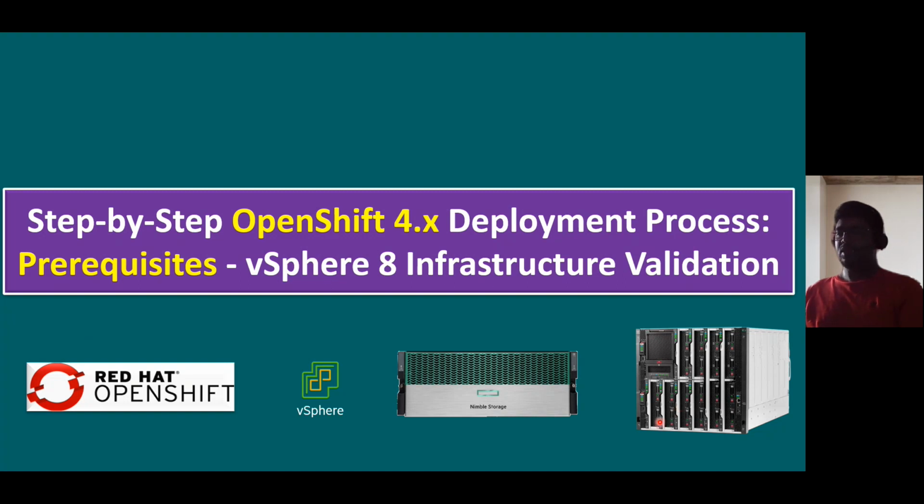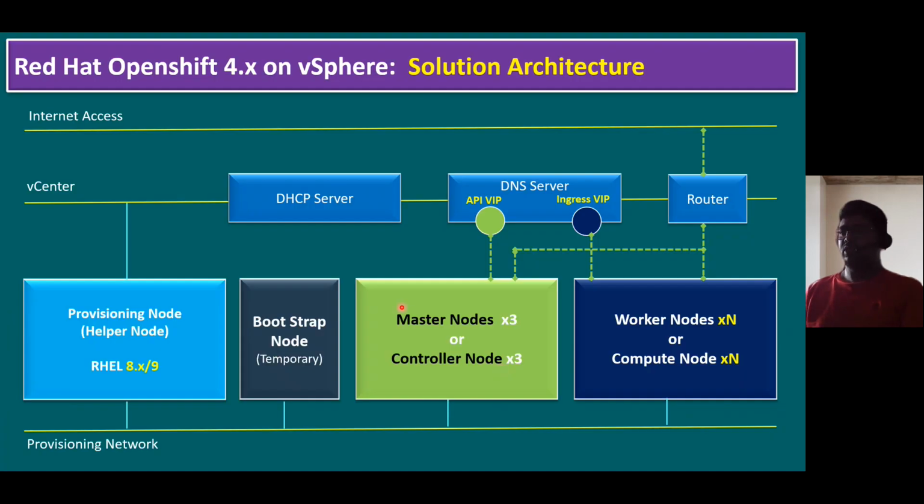Before understanding this process, let's quickly recap the Red Hat OpenShift on vSphere solution architecture. When we're planning to run Red Hat OpenShift on vSphere, within the solution architecture, as we know, we require internet access. That means in our lab system, we first verify whether we have internet access or not.